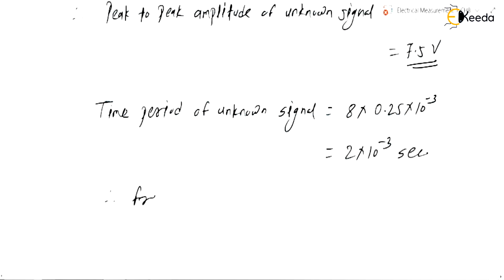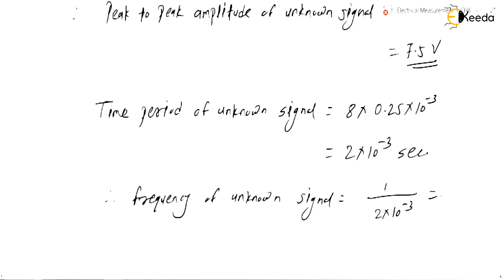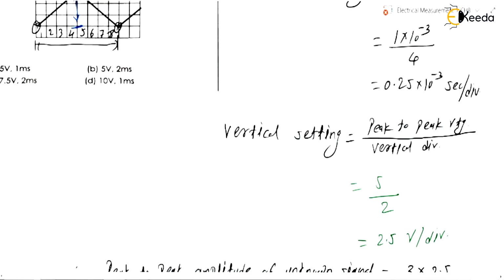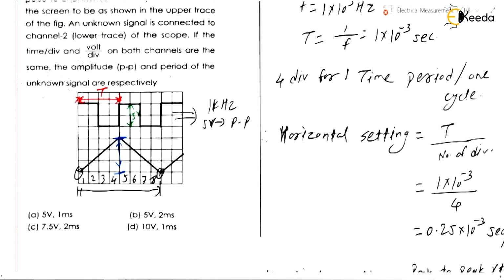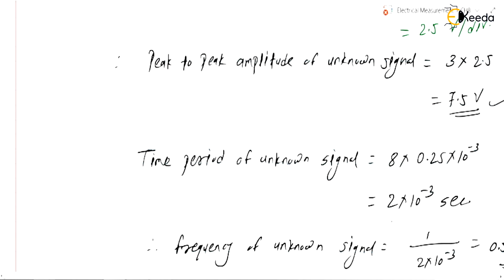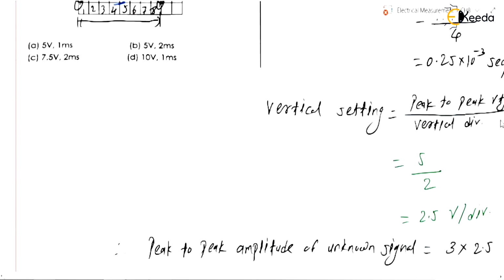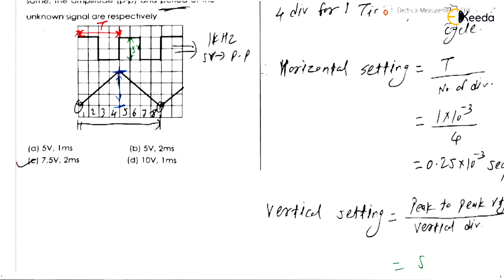Therefore, the frequency of the unknown signal is equal to 1 upon time period, so 1 upon 2 into 10 to the power minus 3, which is 0.5 into 10 to the power 3 hertz. So the answer is 0.5 and 7.5. But they have asked the period actually. So the period is 2 into 10 to the power minus 3, that is 2 millisecond, and 7.5. So that is option C.